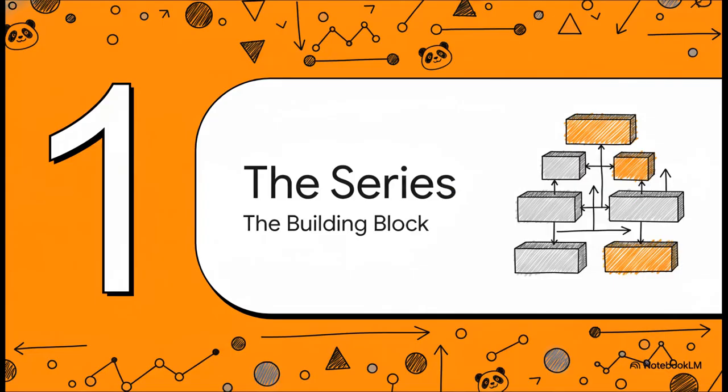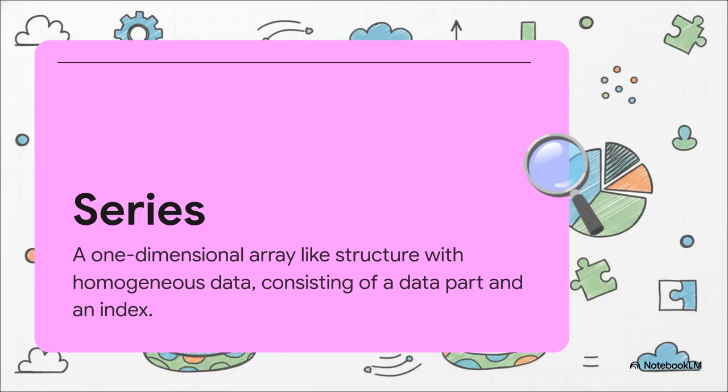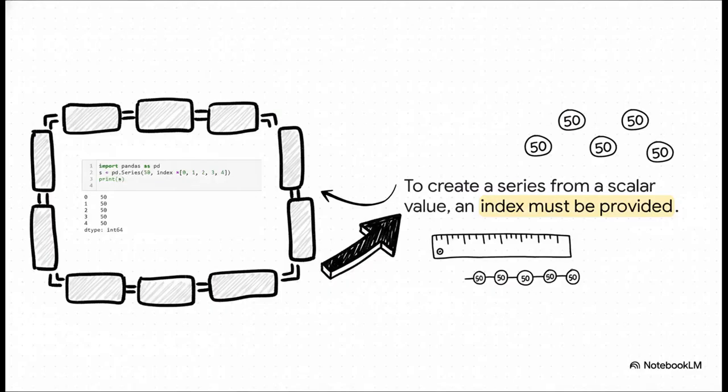Okay, let's start at the beginning with the fundamental building block of everything in Pandas, the series. If you can get your head around this, everything else will just click into place. So what is a series? Well, the easiest way to think about it is as a single column of data. It's kind of like a Python list, but on steroids. And what makes it so special is that it has two parts. You've got the data itself, and then you have an associated index. That index acts like a label for every single data point, and it's what gives us all this incredible power and flexibility.